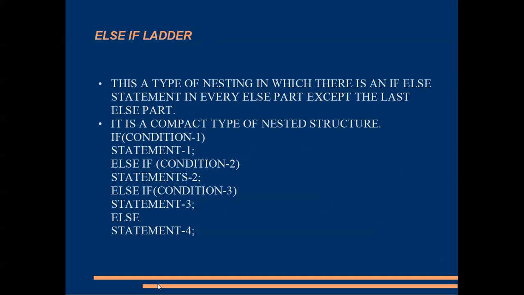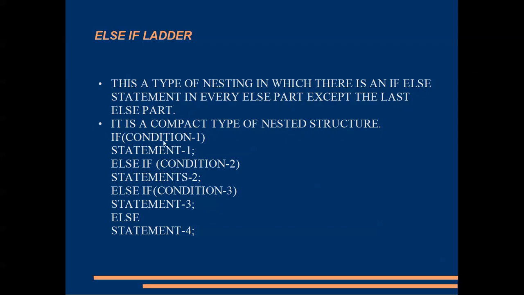If-else ladder is also similar to nesting only, but here we have a condition on how to use this if-else ladder. It is a type of nesting in which there is an if-else statement in every else part except the last else part. Means you can mention the if-else only in the else part. Here we have a look at this syntax. It is a very compact type of nesting, so it is sometimes difficult to understand what actually happens here. But while coding, it is a very shortcut way to perform an operation.